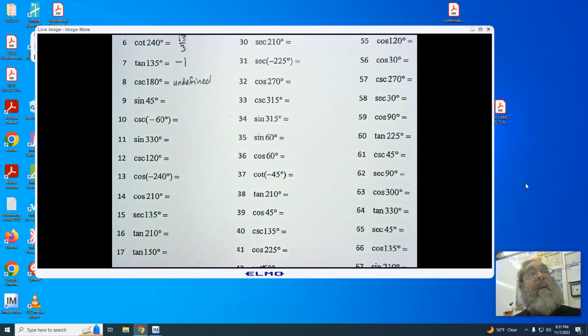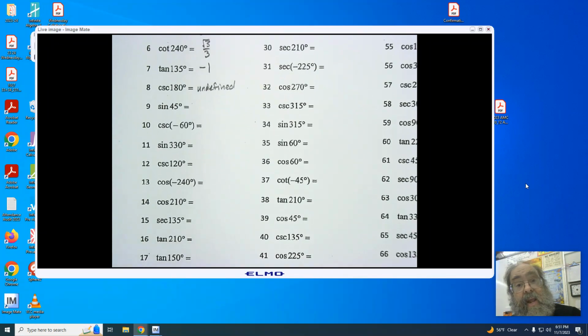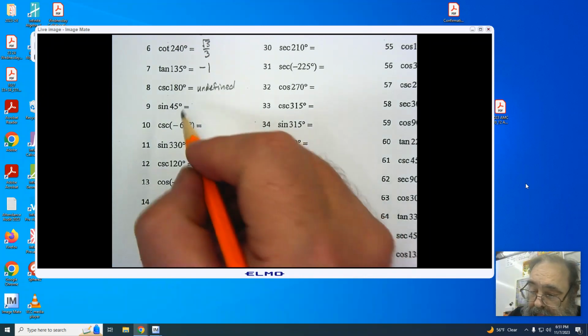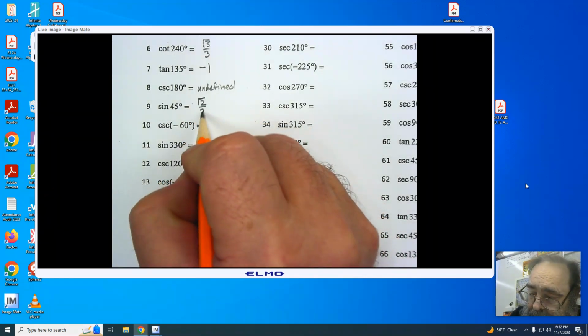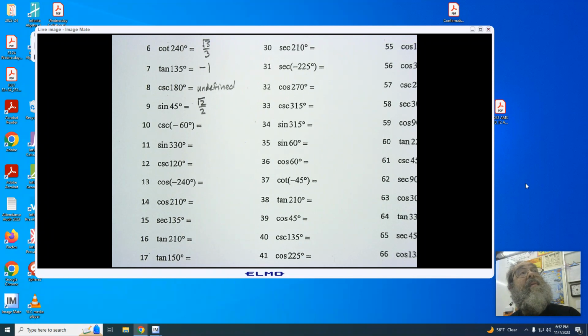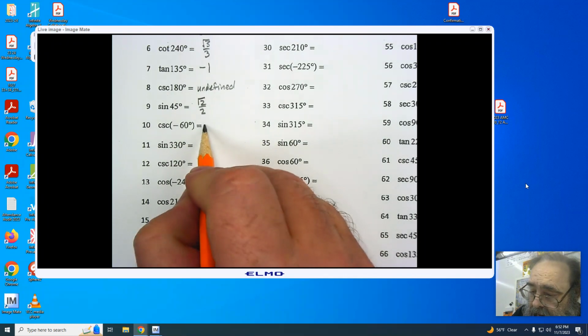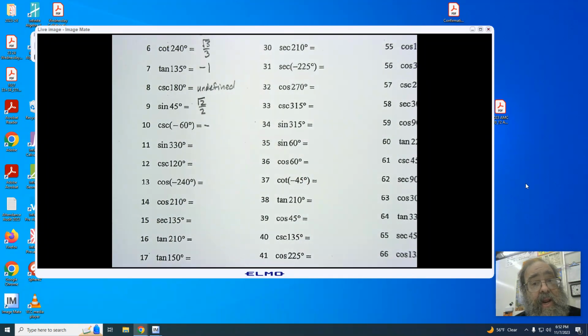Sine of 45 degrees. We know that a 45-degree angle is √2/2, and that is my ratio. A negative. Now, we know that the cosine and the secant are even functions, and when we have an even function, the negative drops away. But when we have an odd function, which are all of the remaining functions, tangent, cotangent, sine, and cosecant, the negative comes out in front, and we evaluate it as a 60-degree angle.